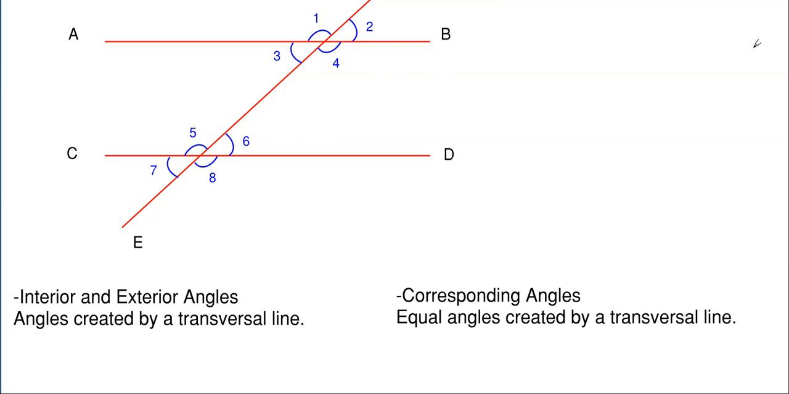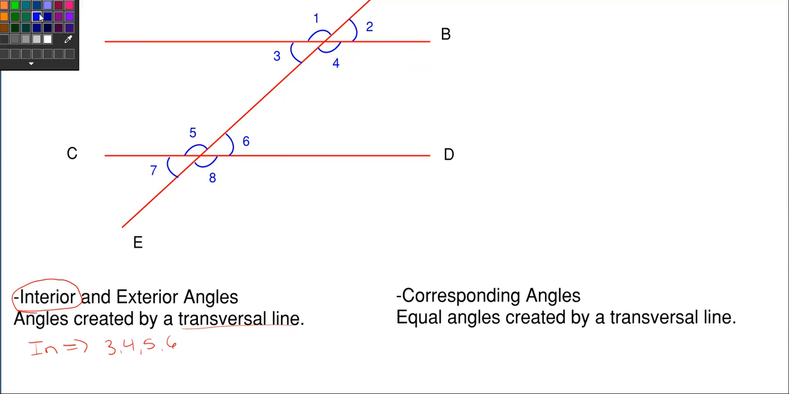So interior and exterior angles. These are angles created by the transversal line, which, duh, right? But what are they? Where are they? So interior, we'll mark those in red. Interior angles are the angles that are between the two parallel lines. So interior angles would be 3, 4, 5, 6, because they are inside the parallel lines. So you would have 3, 4, 5, and 6 as your interior angles.